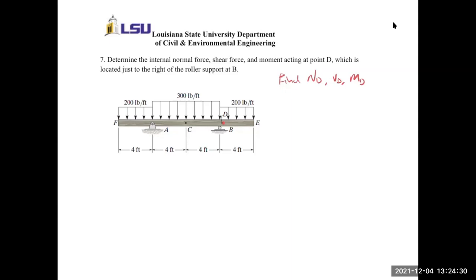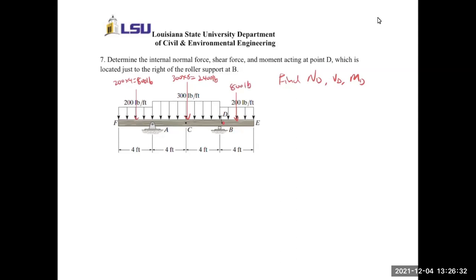Okay. All right. So the first thing we need to do is turn the distributed load into a point load. We know that we can do that. Since those are all rectangular distributed loads, we know that the point load will be directly in the center. And that's simply the load multiplied by the length, which for this one is 200 multiplied by 4, so 800 pound load. This one's 300 multiplied by 8, which is 2400 pound load. This one is the same thing, 800 pound load.